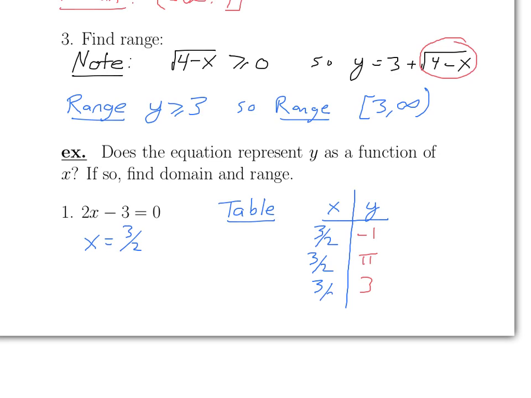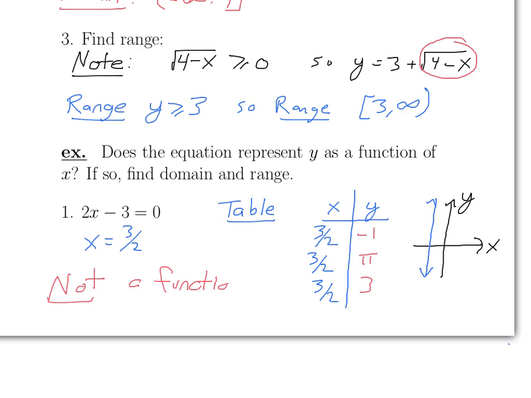x is not changing. If I were to draw a graph of this, here's x, and here's y. I would see x is equal to 3 halves, regardless of y. This is not a function. So, back to my original question, this is not a function. Now, most of the time when we talk about functions, we talk about domain and range. But since in this case this is not a function, we don't have to. So we don't have to worry about that.